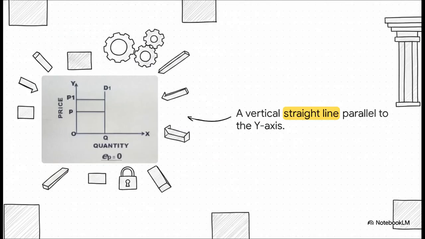Now, the geometry here is absolutely fascinating. The demand curve is a perfectly vertical straight line running parallel to the y-axis. If the price sits at OP, the quantity purchased is OQ. But if that price jumps all the way up to OP1, the quantity purchased stays absolutely frozen at OQ. It literally does not budge. The visual represents pure, unyielding rigidity.